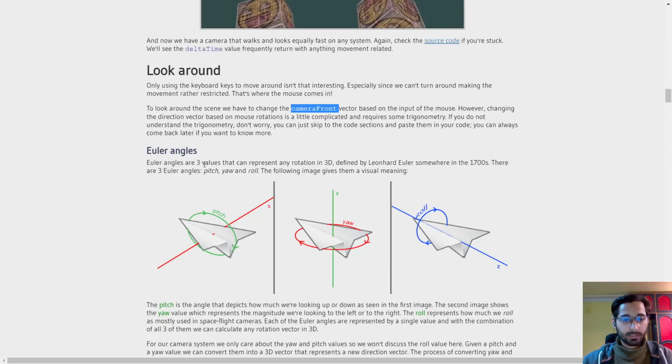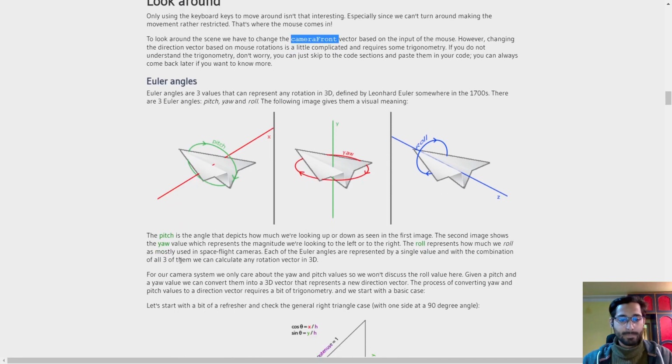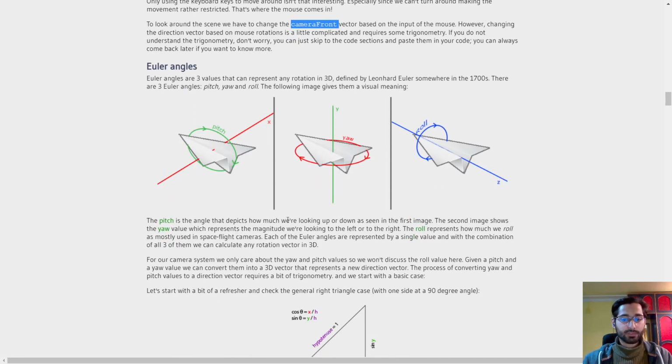Euler angles are three values that can represent any rotation in 3D, defined by Leonhard Euler somewhere in the 1700s. There are three Euler angles: pitch, yaw, and roll. So this is the pitch, the yaw, and the roll. The pitch is the angle that depicts how much we're looking up or down, as seen in the first image.